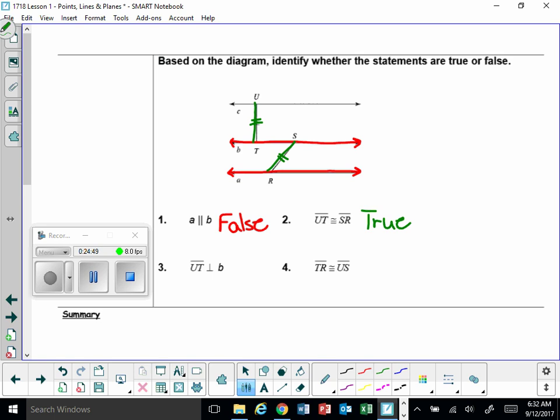Is segment UT perpendicular to line B? I don't see the little box, so false. Is segment TR, goodness, that's not even drawn, congruent to segment US, which isn't even drawn? Well, no. It's not drawn, it's not marked, it can't possibly be congruent to each other.